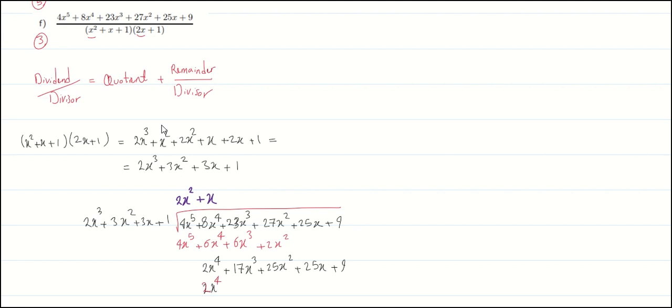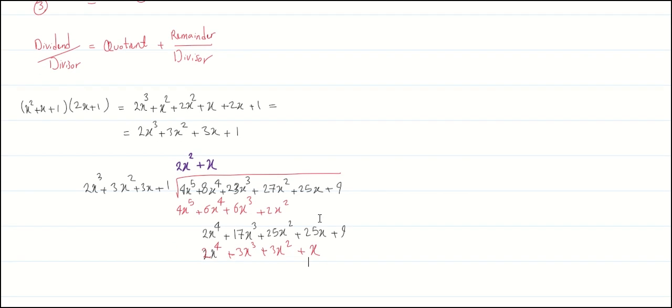Then x times 3x squared is 3x cubed. Then x times 3x is 3x squared. Then we have x times 1 as well in here.